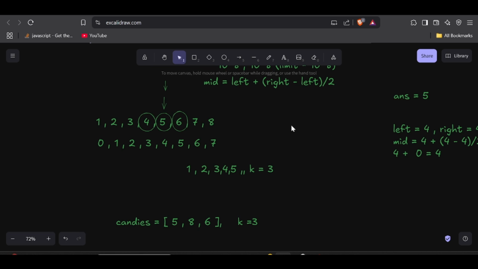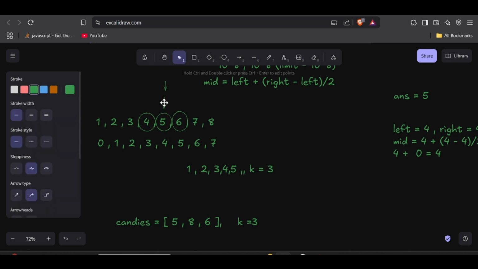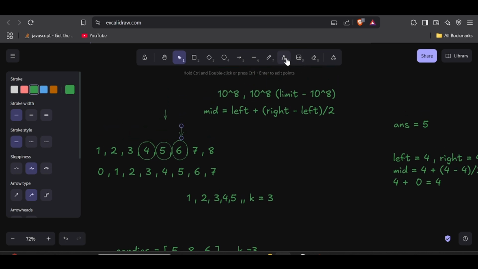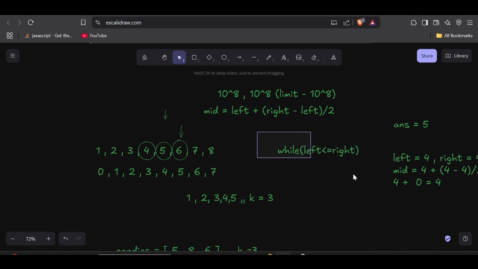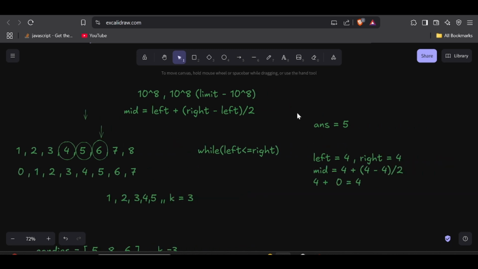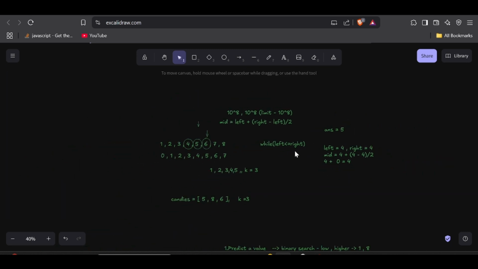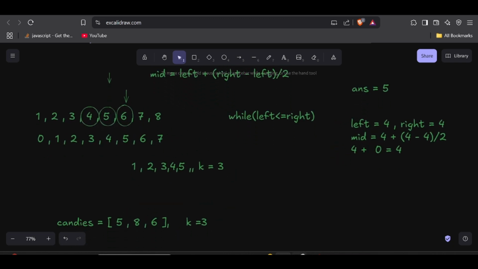Okay, I hope you got it. So now, we know that my left will move to the next pointer. What will be the next index? Now my condition was while left is less than or equal to right. But now my left is at the fifth index, my right is at the fourth index. My right is getting smaller than the left. So that is why it will just come out of this loop and we will just return my answer. Okay, I hope you got it. So let's do one thing, let's code it out.